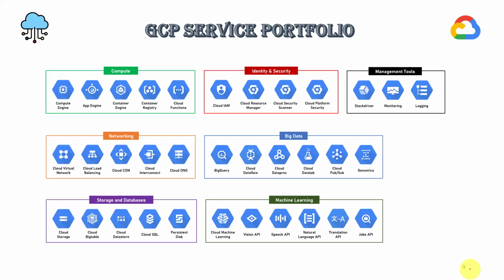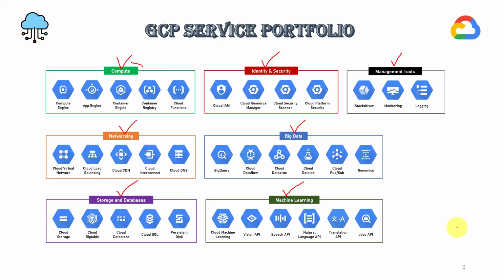If you ask me, these are the services that GCP is providing you guys. It provides computing services, identity and security services, management tools, networking services, big data services, storage and database services, machine learning services. So plenty of services, a total of 4,000 products and services are there in GCP. Some of the services are categorized here to let you know the different varieties of different categories of services it is providing you.